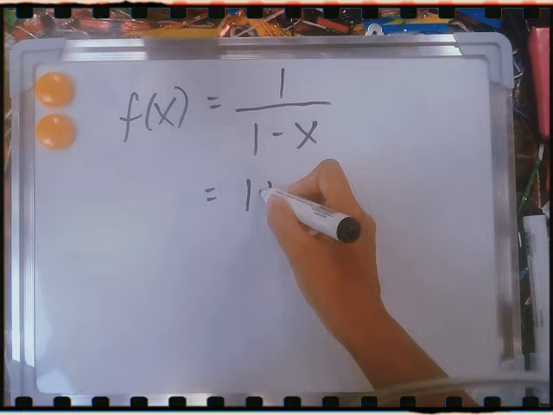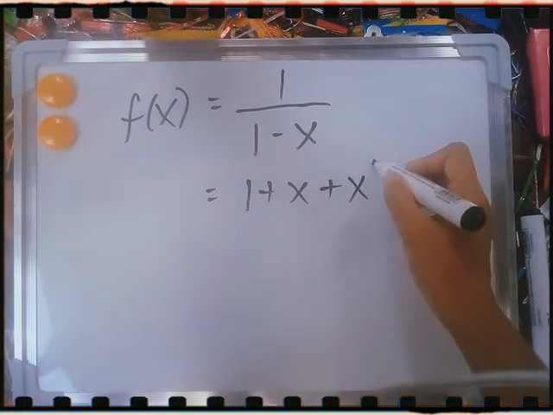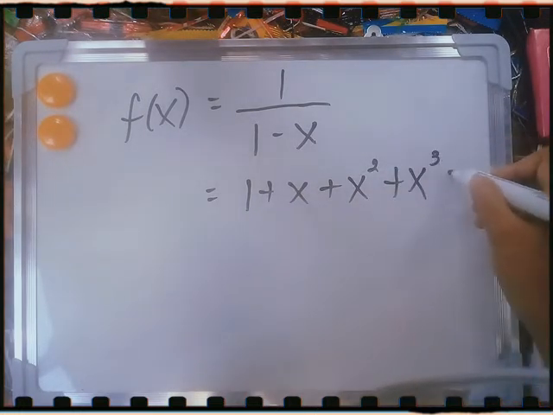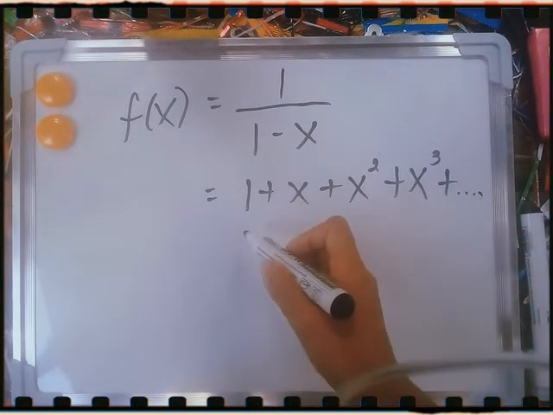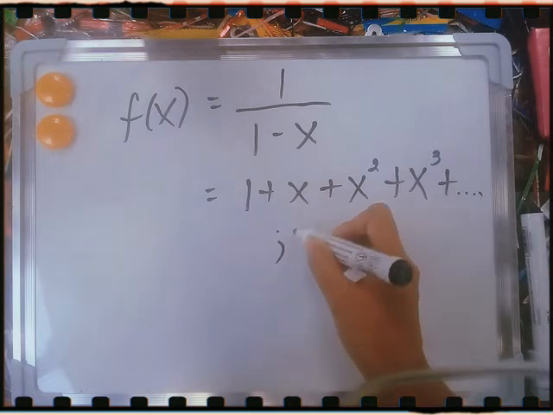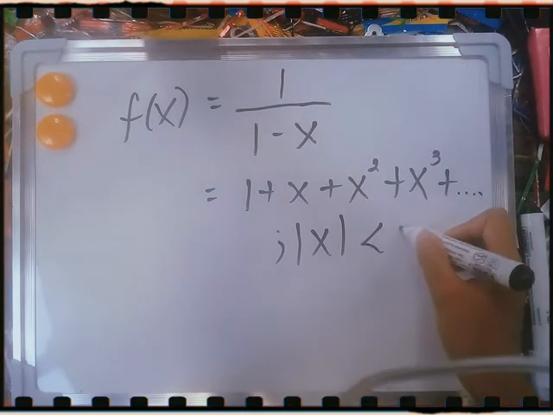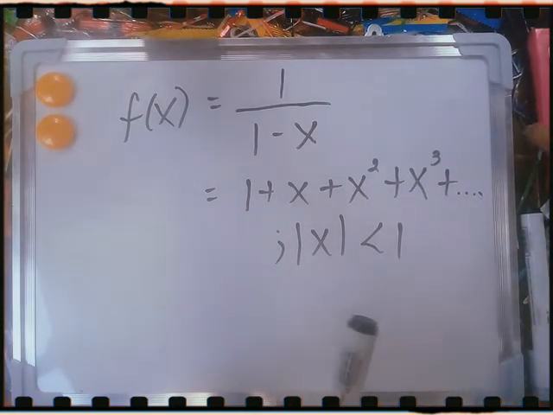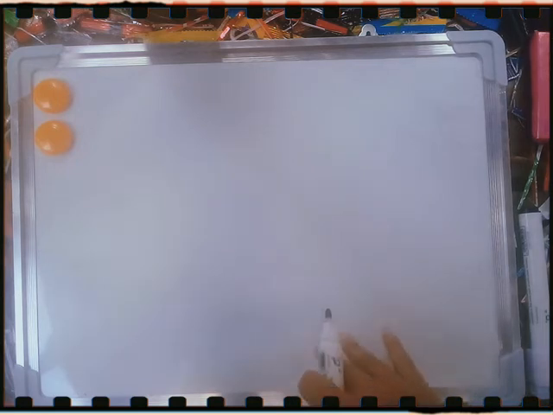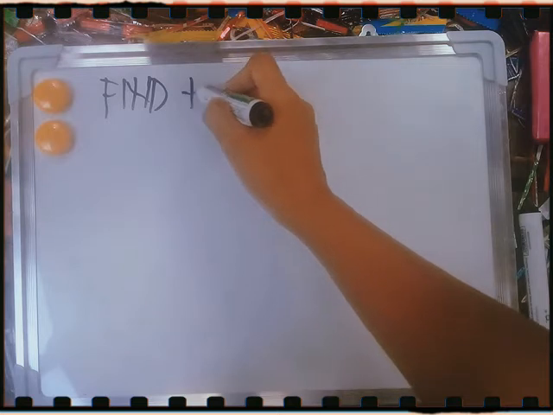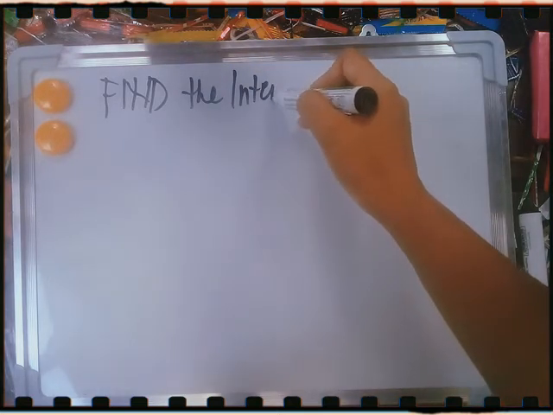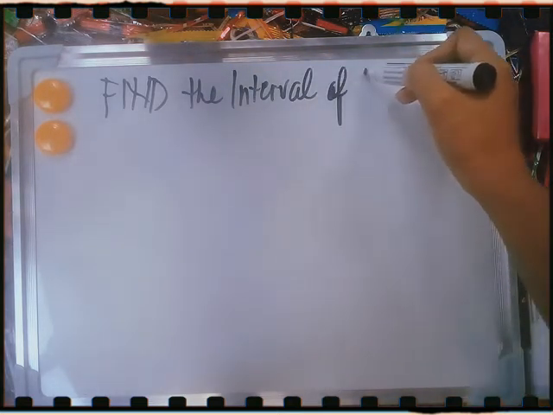1 plus x plus x squared plus x cubed plus, and so on and so forth, when the absolute value of x is less than 1. So let's take an example. First, we are going to use the power series to represent each of the following functions. So we have to find the interval of convergence.